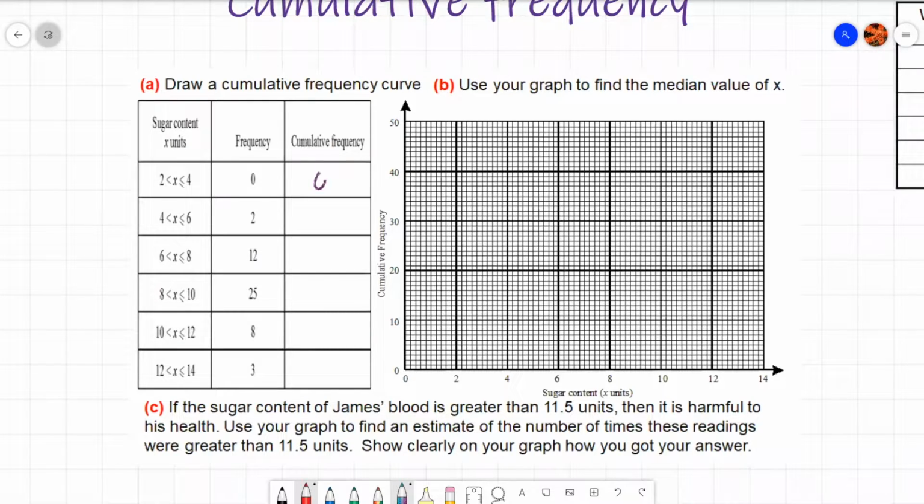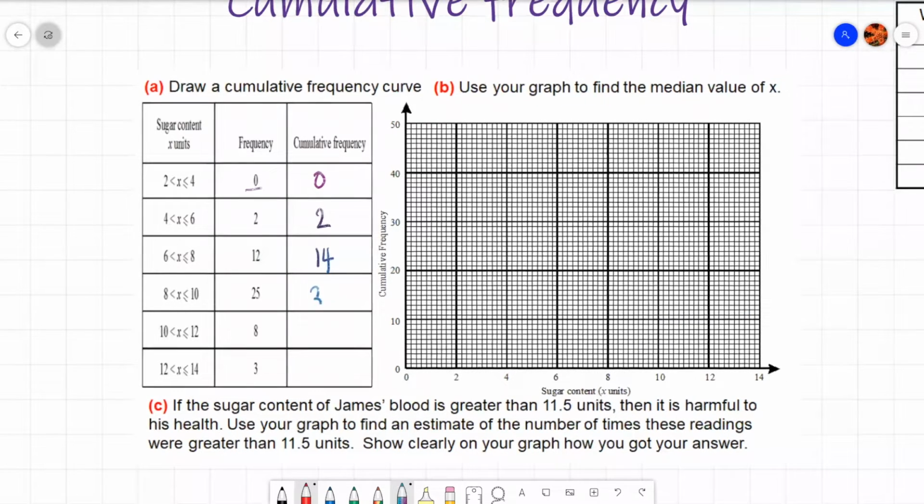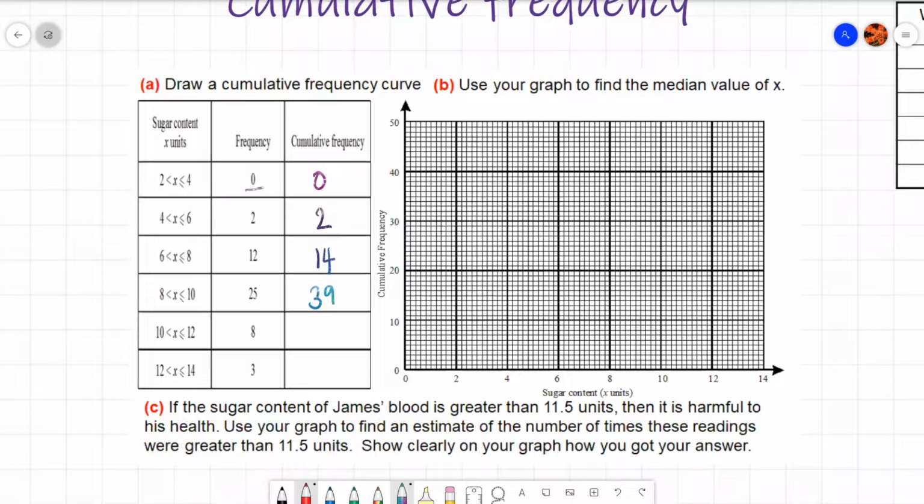So we've got 0 times first. Between 4 and 6, it was 2 times. So 0 added 2 is 2. And then another 12 times is 14 altogether so far. Another 25 makes that 39. Then another 8 makes it 47. And then another 3 makes it 50. And there we are. Now we've got to plot our frequency graph.